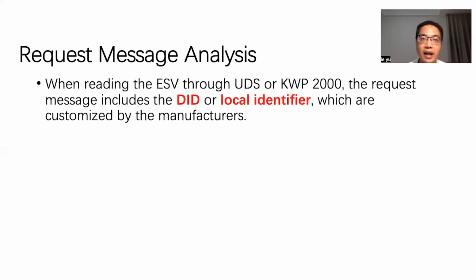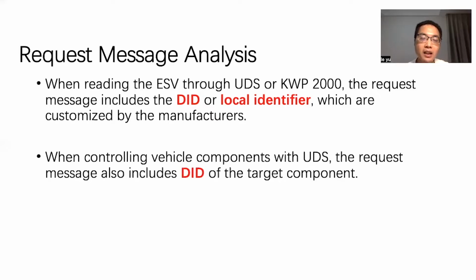When reading the ECU sensor value, the request message includes the DID or local identifiers that are customized by the manufacturers. We associate these DID or local IDs with the text displayed on the GUI of the professional diagnostic tools so that we can use the UI text as the semantic meaning of these DID or local identifiers. Similarly, when we use the diagnostic protocols to control the vehicle components, we can also use the UI text to explain the semantic meaning of the DIDs contained in the request messages.